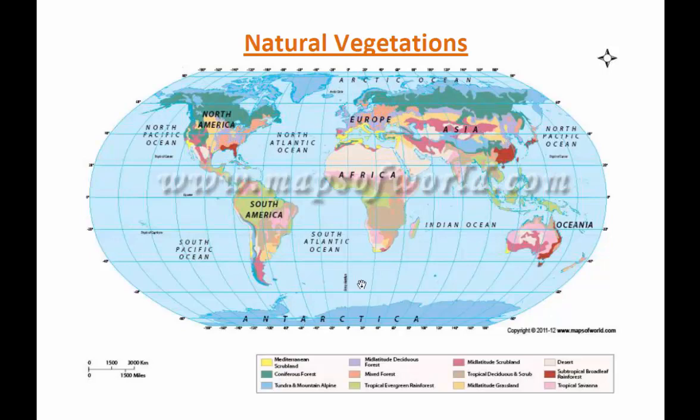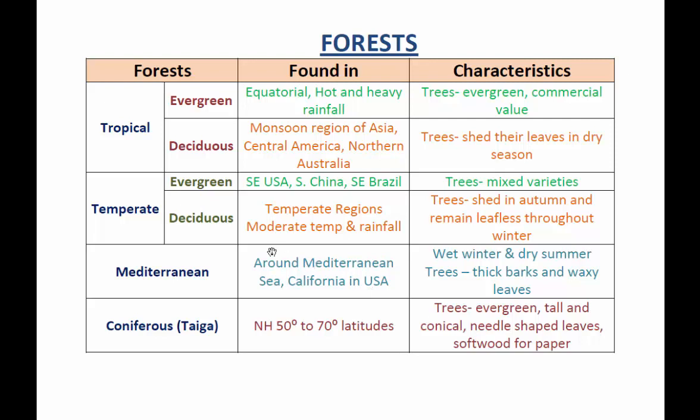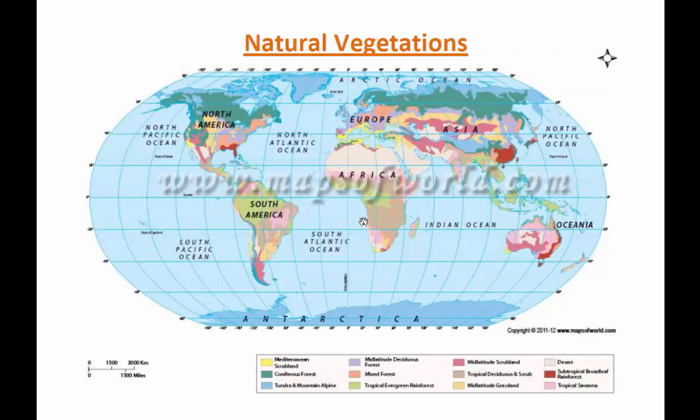Alright, so the next one is temperate deciduous. Temperate deciduous are found in the temperate region itself, where there is moderate temperature as well as where there is moderate rainfall. So let us see together from the map the places which has been shaded in purple. Most of the places in Europe, in North America, even in some parts of Russia and eastern part of China and all, these are all what we call as temperate deciduous forests.